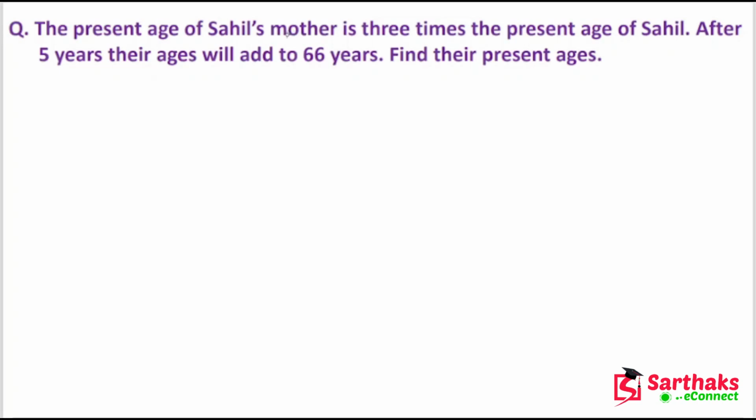These are not the actual values. I am taking it just for the example. So after 5 years, Sahil would become 10 plus 5, 15 years. And his mother would become 30 plus 5, 35 years. Then their sum is 66. Okay, find their present ages.